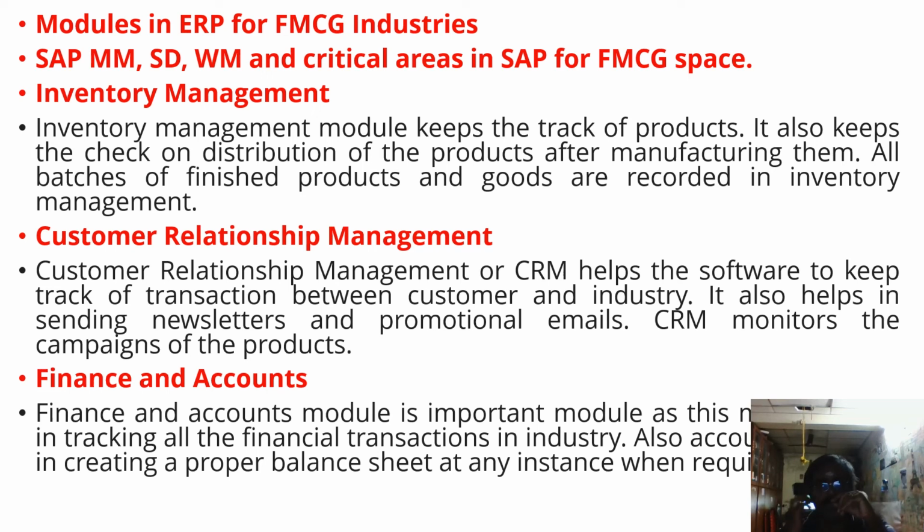SD integrated, MM integrated. If it is a service oriented FMCG, then we have MM, SD, WM and so on. Now the critical areas in SAP for the FMCG space. Inventory management, I already told you: the inventory management module keeps track of products. It also keeps check on distribution of products. After manufacturing, all the batches of finished products and goods are recorded in inventory management.